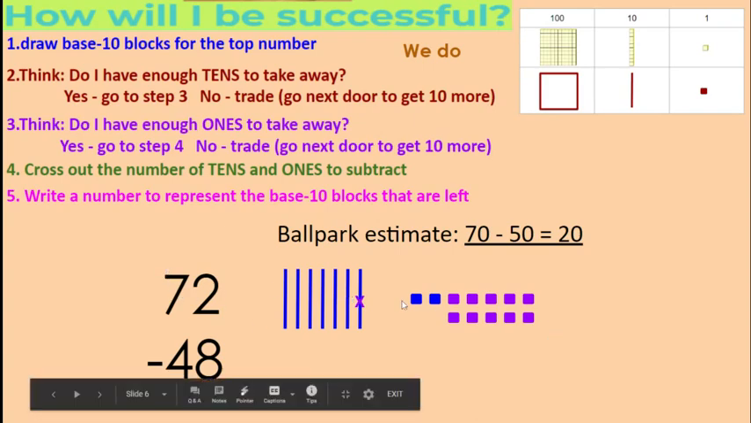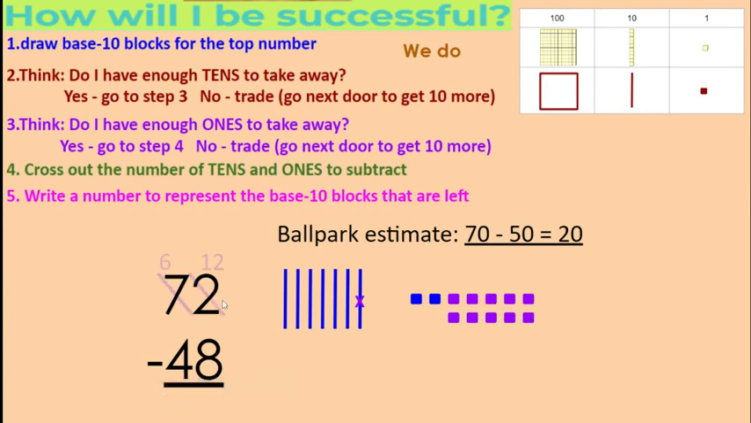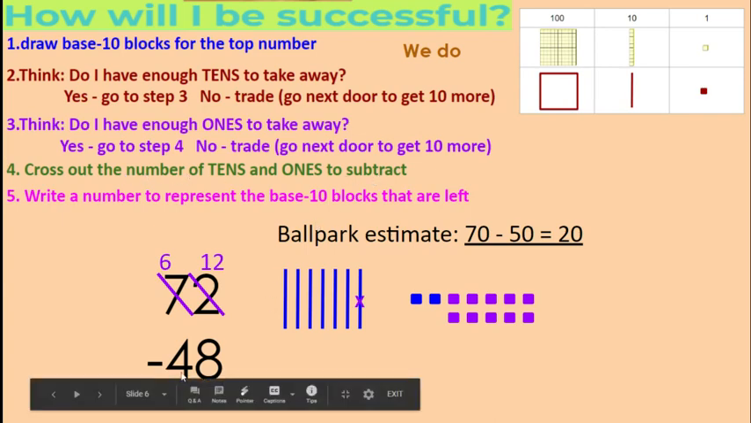How many cubes do you have now? Let's count. 1, 2, 3, 4, 5, 6, 7, 8, 9, 10, 11, 12. So we'll cross off the 2 and put 12. Number 4, let's read together. Cross out the number of 10s and 1s to subtract. We need to subtract or take away 4 10s and 8 cubes.